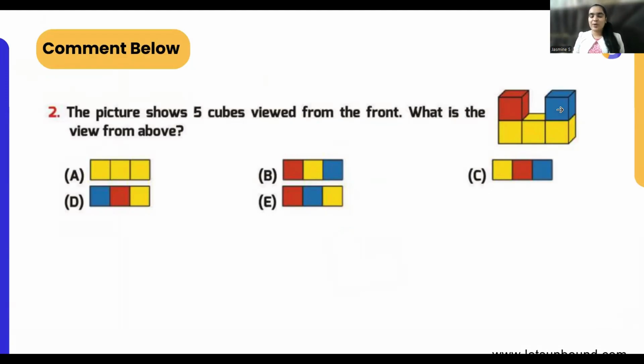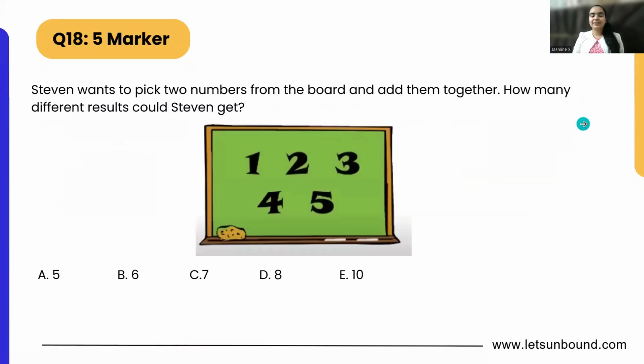Okay? So let's solve our next problem now. That is question 18. Stephen wants to pick 2 numbers from the board and add them together. How many different results could Stephen get? Pretty easy question. We are having how many numbers on the board? 1, 2, 3, 4, and 5. 5 different numbers, correct?